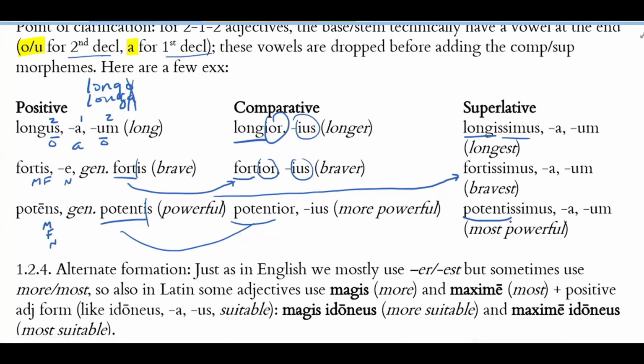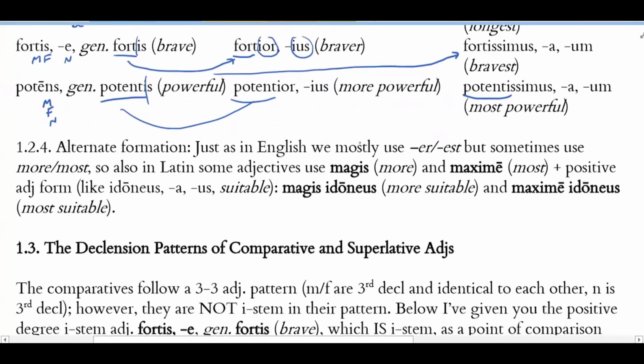Now, let's talk about an alternate formation of the comparative and superlative here. You know how in English, we mostly use ER and EST on the end of adjectives, right? Nice, nicer, nicest, small, smaller, smallest. But in English, we can also use more or most in front of an adjective and leave the adjective in the basic positive form. So if I take a word like beautiful, and I want to say that something has more of that quality, I don't say beautifuler, I say more beautiful. And if it has the quality in the highest degree, or compared to everybody else, it's not beautifulest, but most beautiful, right? So we use more or most as well as ER or EST.